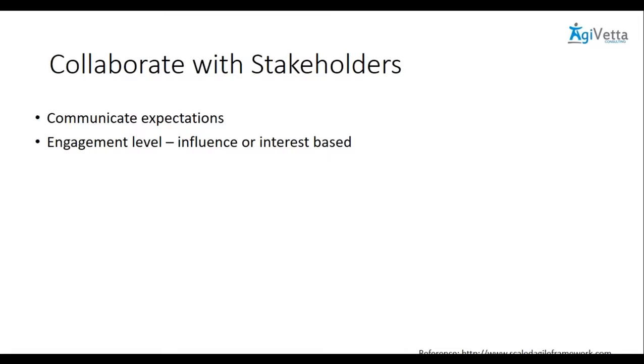How do you communicate with them? Now, each stakeholder can be categorized as a major stakeholder, minor stakeholder, subject matter expert, and so forth.